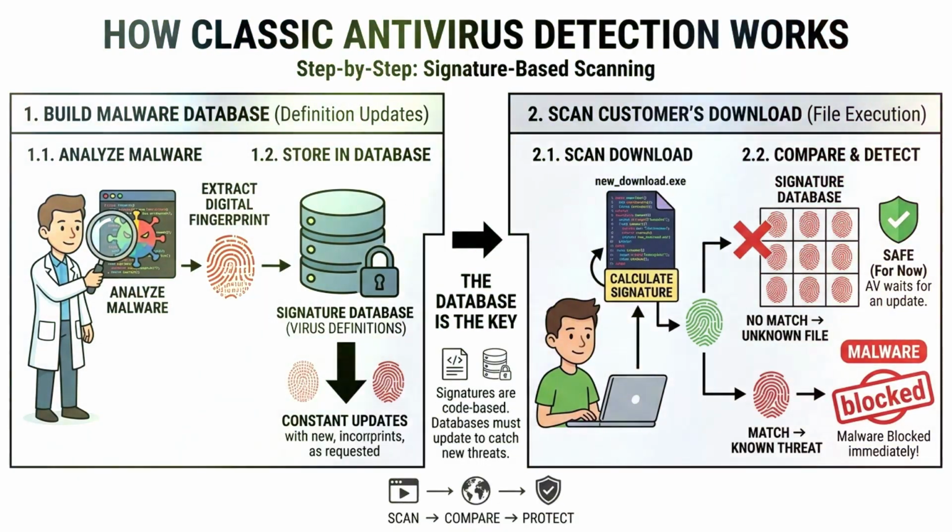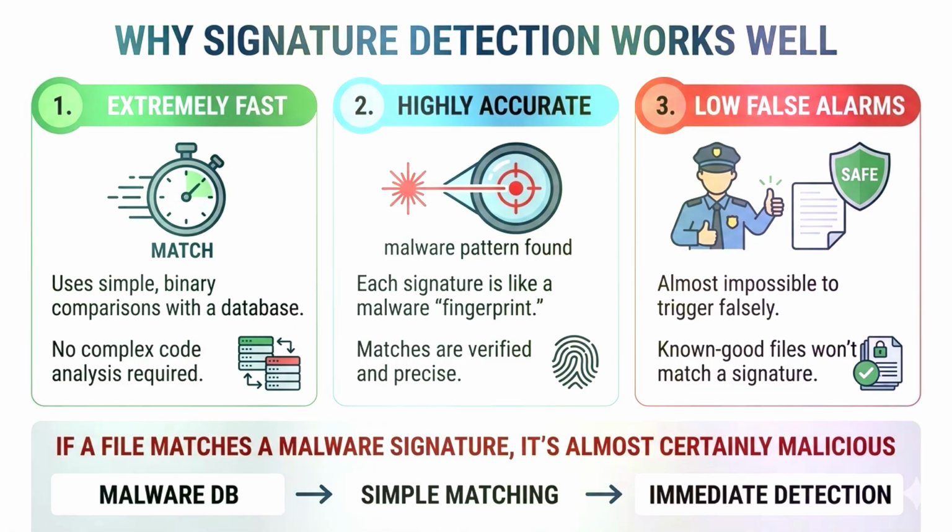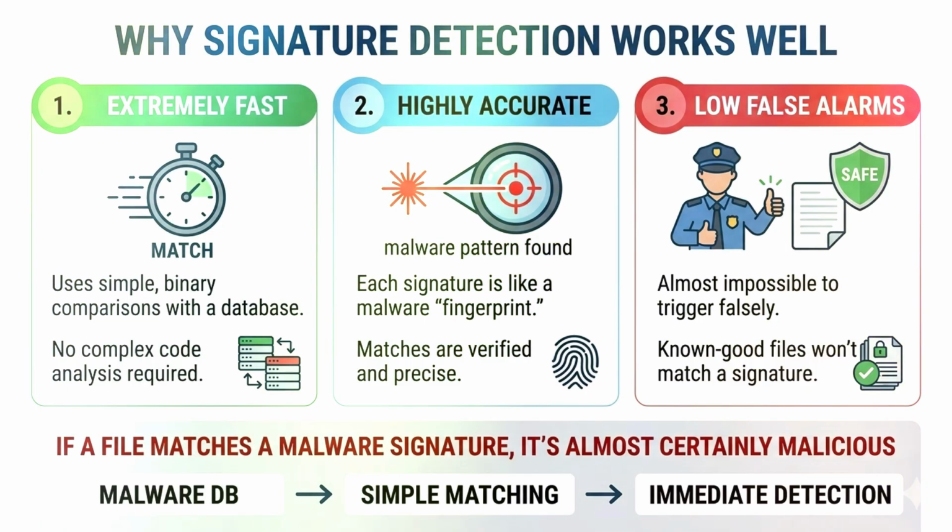This is why your antivirus constantly downloads virus definition updates. Those updates are just new signatures being added to the database. Why this method works well. Signature detection is extremely fast, highly accurate, and almost impossible to trigger falsely. If a file matches a known malware signature, it's almost certainly malicious.